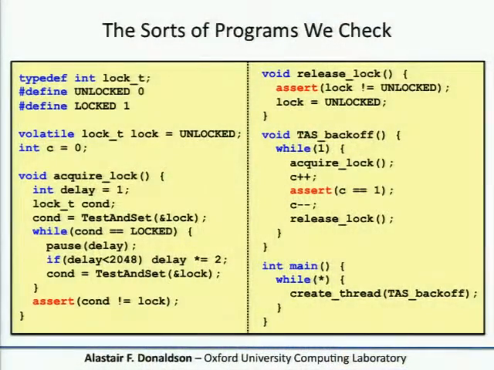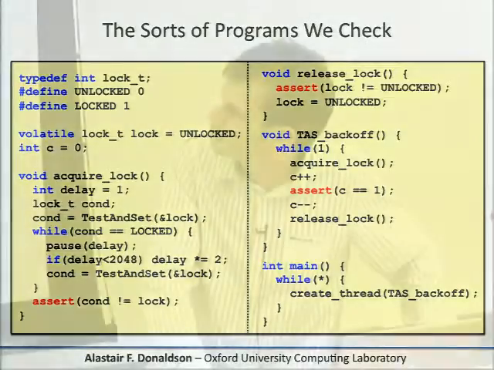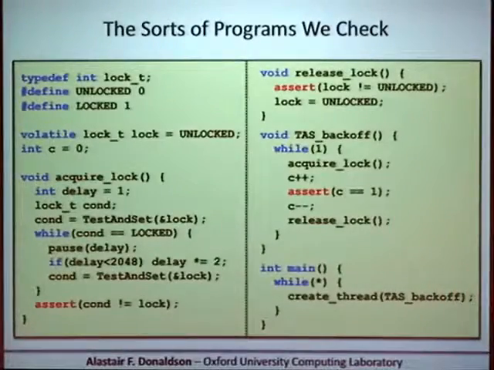So the examples that we found our approach works well on are actually lock-free data structures. So in this, we're building a lock using atomic instructions. So we can check that these assertions won't fail, and we don't care too much about the actual context in which this lock is being used, right?